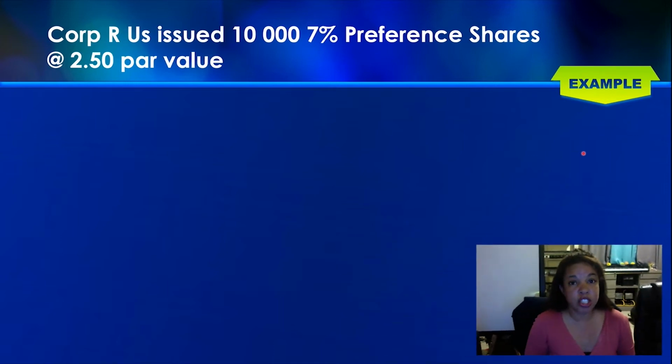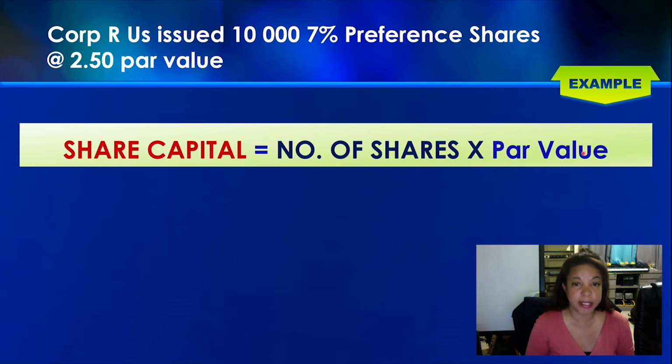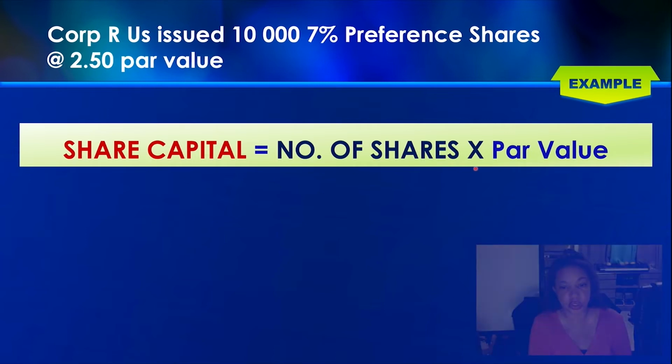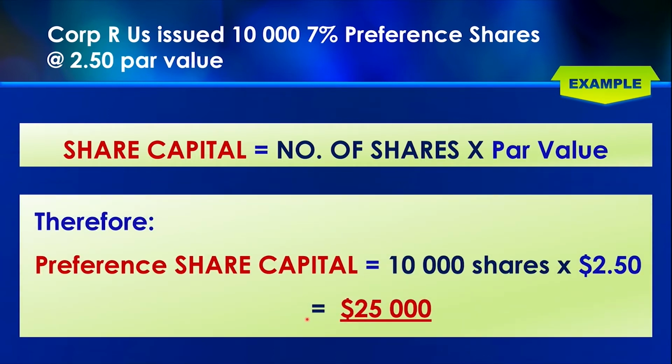So we take another one just to emphasize. Corp R Us issued 10,000 7% preference shares at $2.50 par value. Once again, what is your formula? Share capital is equal to number of shares, which is 10,000, by par value, which is $2.50. Ignore the percentage, not in the formula, so you end up with share capital, specifically preference share capital, $25,000.